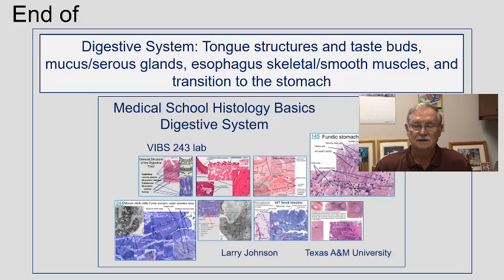This is the end of the digestive system: tubular structures, taste buds, mucous and serous glands, esophagus, skeletal and smooth muscle, and the transition to the stomach from the esophagus.